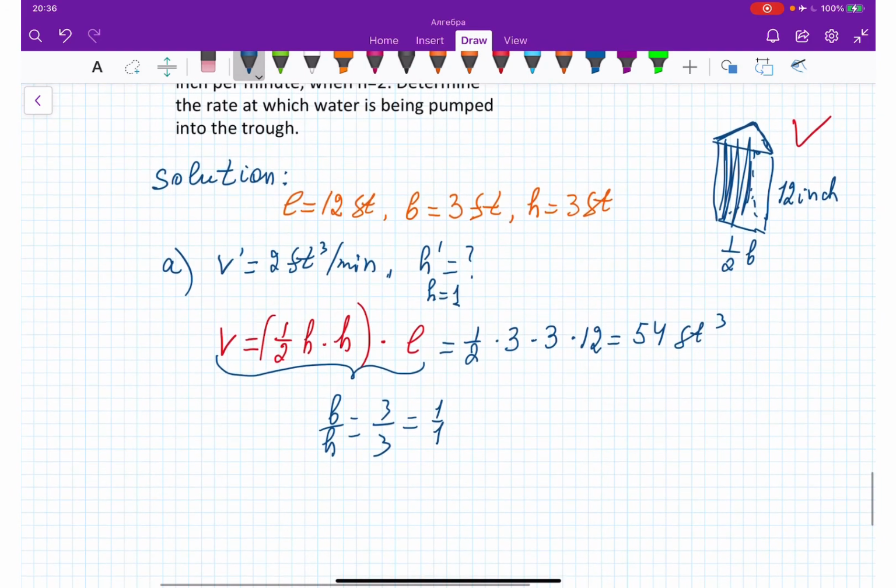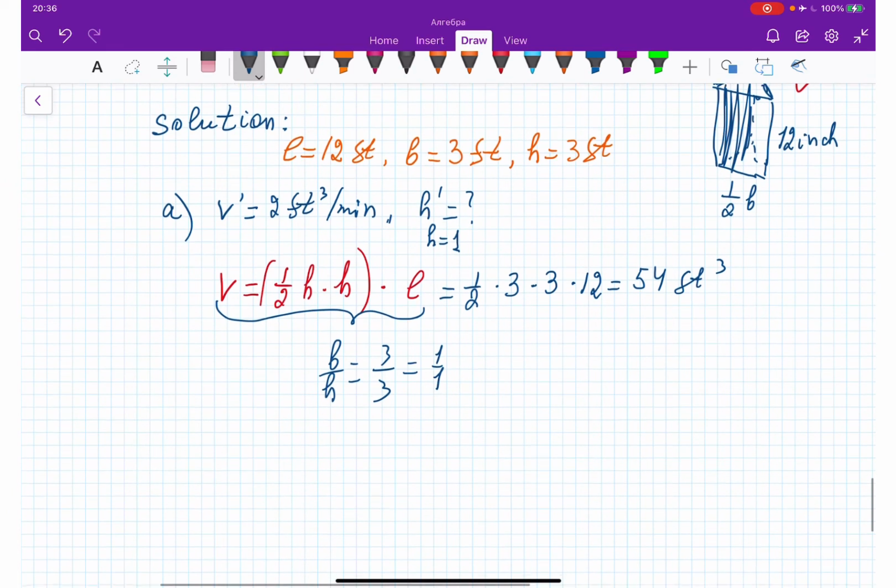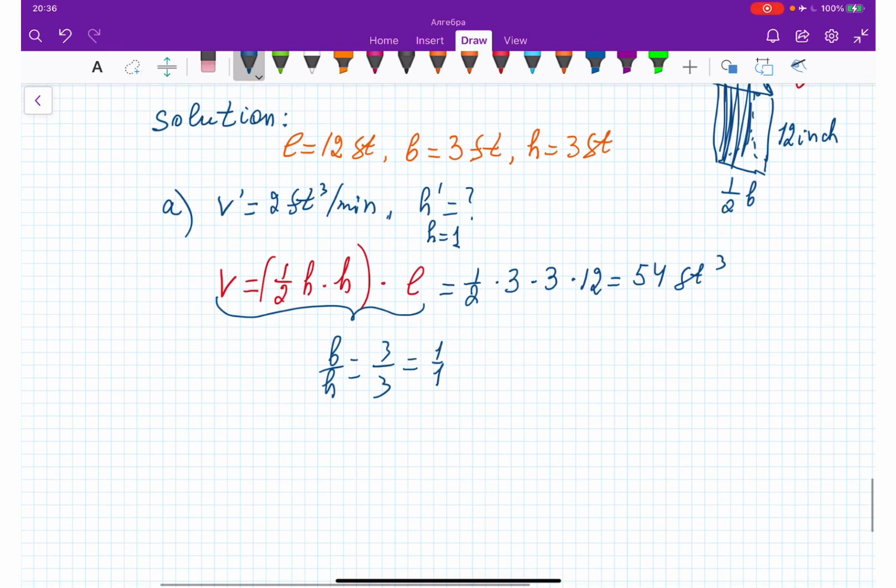Therefore, that means we are going to have V for the water equal to 1/2 times h, and because it's 1 to 1, I'm going to replace the base with the height, and be multiplied by 12, and it's going to be equal to 6h squared. 6h squared. Okay.